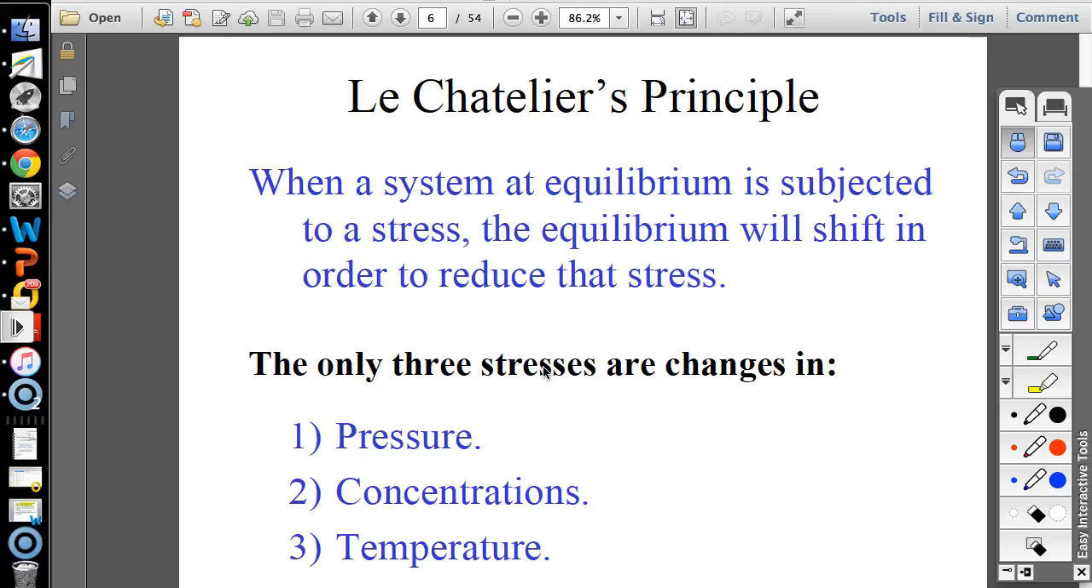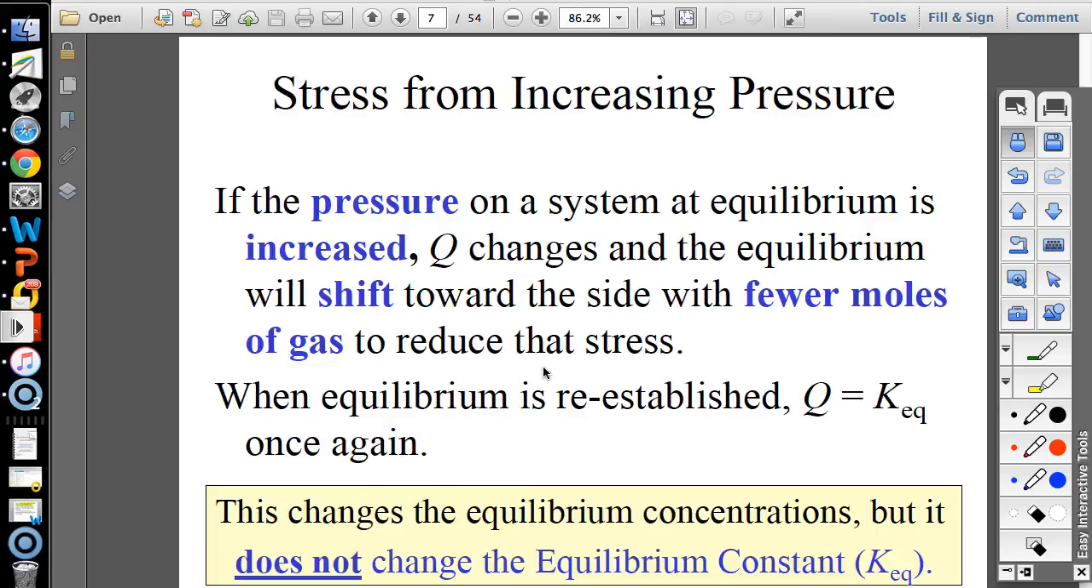Are you good? That doesn't matter, because that one doesn't matter about time. And so, yeah, if I add a catalyst, it will get to equilibrium faster, but at equilibrium, my ratio of products to reactants is the same.